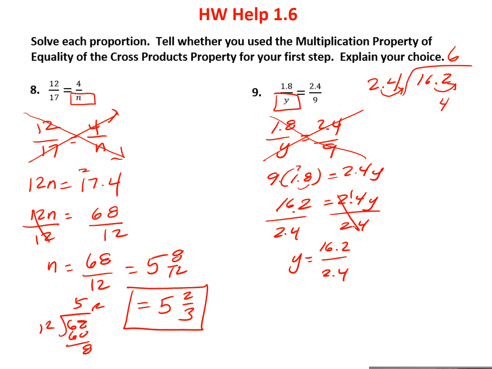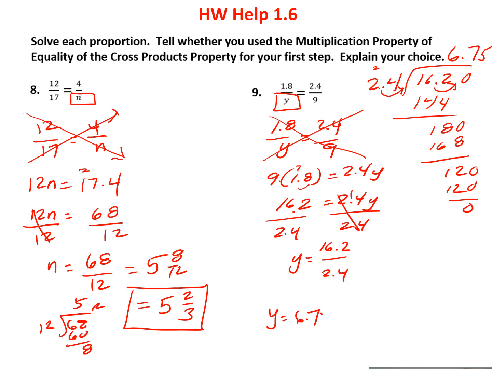6 times 4 is 24, carry the 2. 6 times 2 is 12 plus 2 is 14, and we get 8, carry the 1, 18. So we're going to bring a 0 in here, bring down a 0. And at this point, how many 24s go into 180? 7 of them. 7 times 4 is 28, carry the 2, 14 is 16. And now we get 12 and 120, and then it looks like this is going to be our answer. 5 times 4 is 20, carry the 2, 12. And so our answer is y equals 6.75.